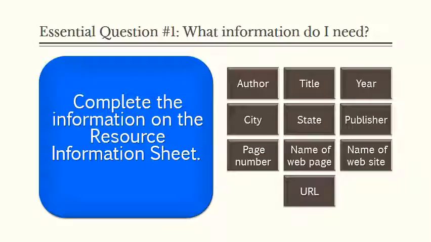This document will help you to gather information about the author, title, year of publication, city where the resource was published, state where the resource was published, publisher, page number where you found the information or direct quotation, the name of the web page, the name of the website, and the URL. Complete as much information as you can find about the resource.